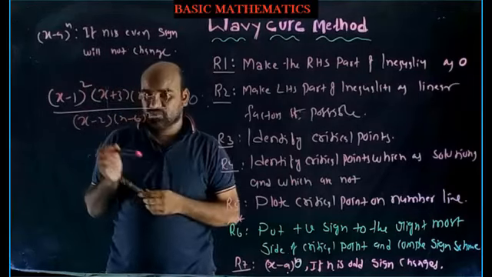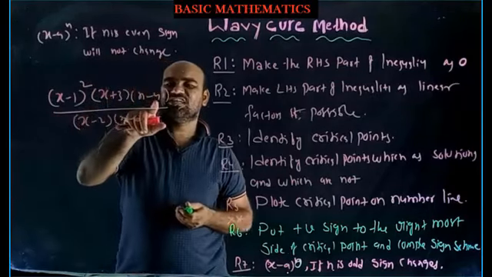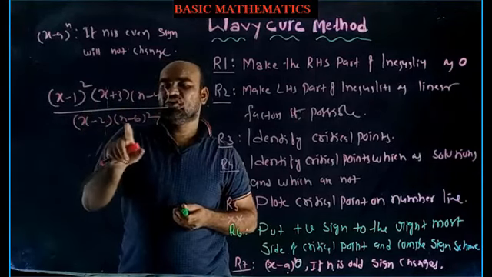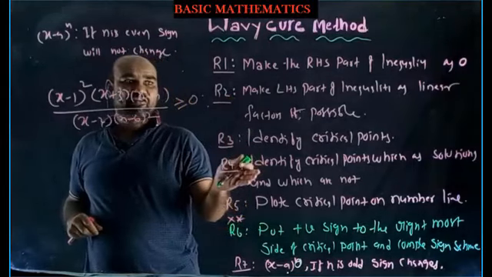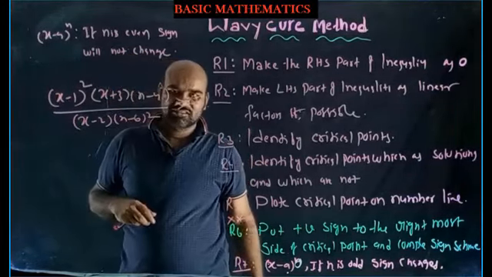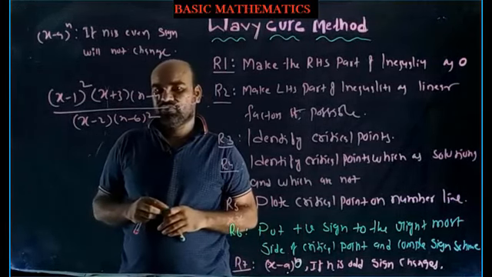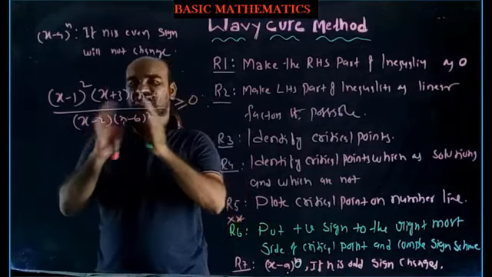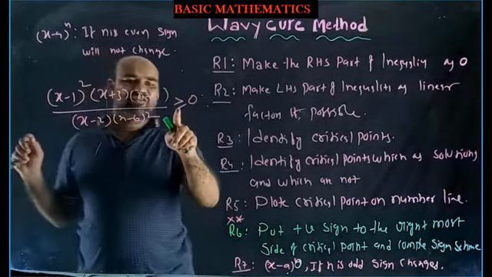Students, another problem. x minus 1 whole square into x plus 3 into x minus 4 into x minus 2 into x minus 6 whole square greater than or equal to 0. Without using the wave curve, solving this is very difficult. By using the wave curve method, within 2 steps you can complete the problem. So the given problem is in standard form. No need to change.